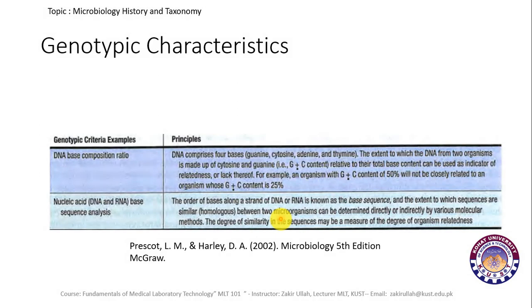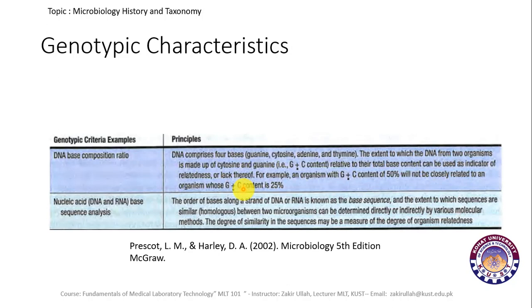The genotypic characteristics include the DNA base composition ratio and DNA and RNA base sequence analysis. The DNA base composition includes four bases: guanine, cytosine, adenine and thymine. The extent to which the DNA from two organisms is made up of cytosine and guanine, related to their total base content, can be used as an indicator of relatedness or lack of it.